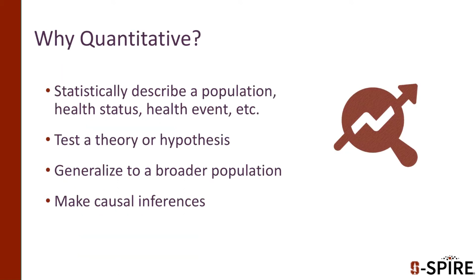We can apply quantitative research to statistically describe a population, health event, functional status, interaction with the healthcare system, almost anything really. Quantitative methods are used to test theories and formally evaluate hypotheses. We often hope to generalize our results to a broader population and draw inferences about cause and effect.